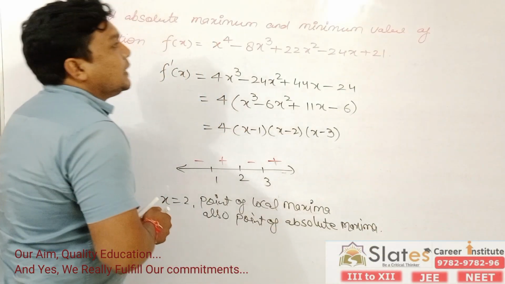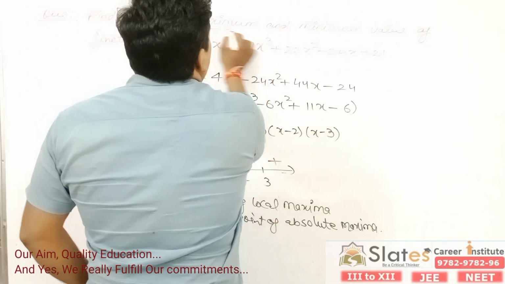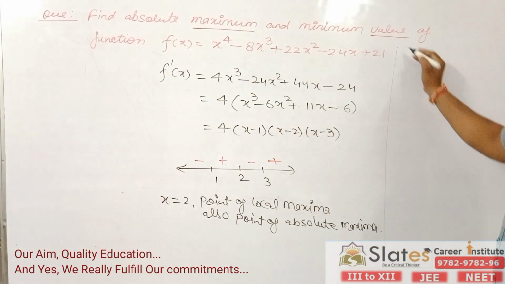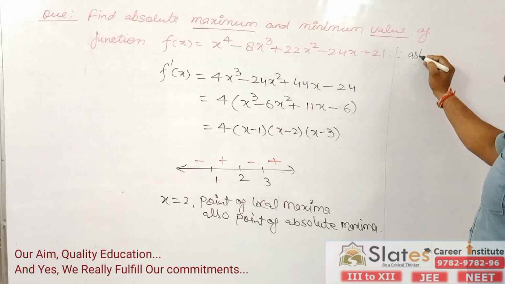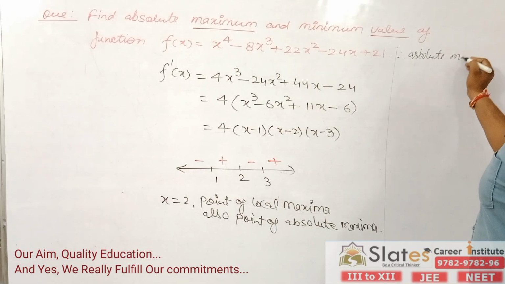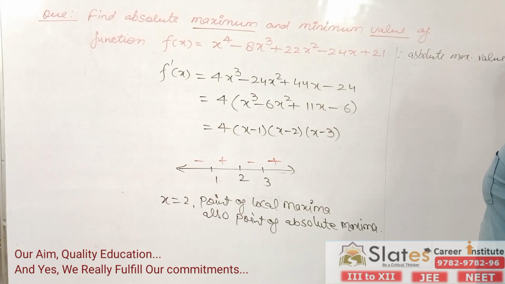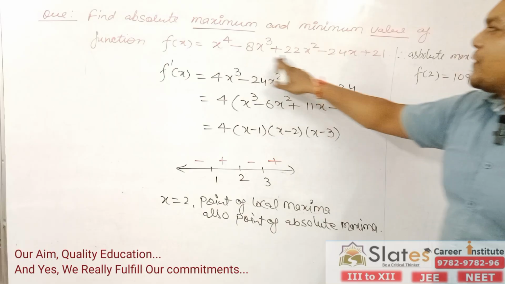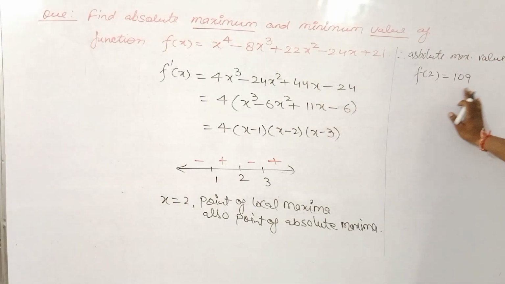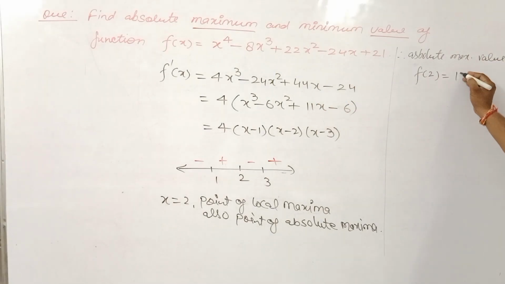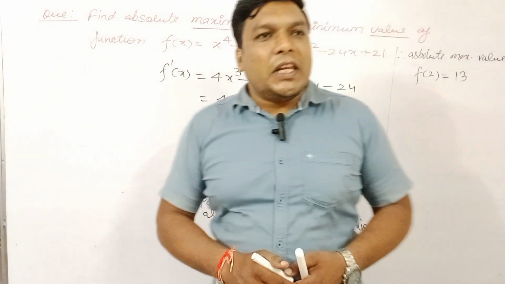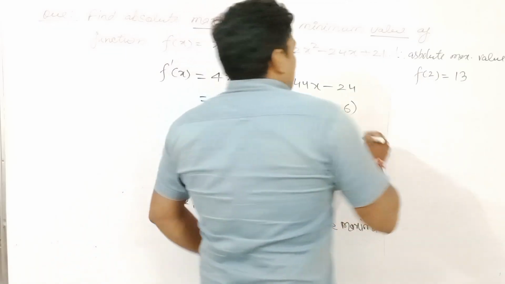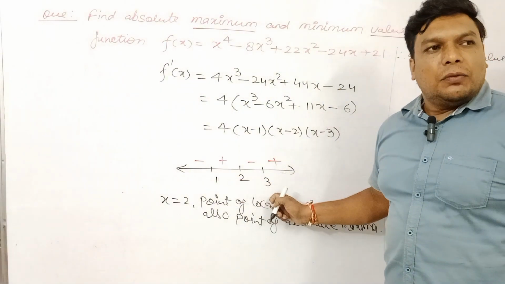We have to find not the point, but the maximum value. So what will be the absolute maximum value? Therefore the absolute maximum value is f of 2. What is f of 2? When you put 2 here, after solving you will get 109. Okay, sorry, 30. So the absolute maximum value is 30.